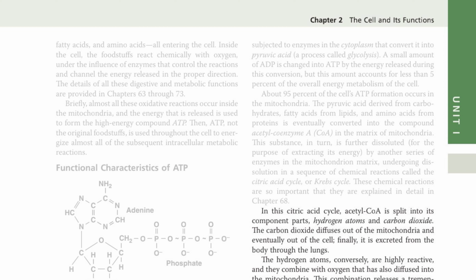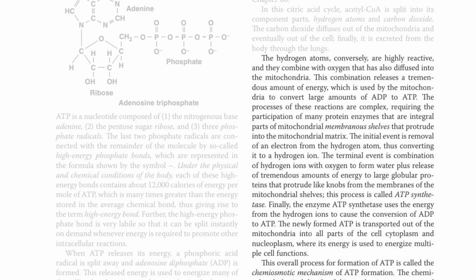In this citric acid cycle, acetyl CoA is split into its component parts, hydrogen atoms and carbon dioxide. The carbon dioxide diffuses out of the mitochondria and eventually out of the cell. Finally, it is excreted from the body through the lungs. The hydrogen atoms, conversely, are highly reactive, and they combine with oxygen that has also diffused into the mitochondria. This combination releases a tremendous amount of energy, which is used by the mitochondria to convert large amounts of ADP to ADP. The processes of these reactions are complex, requiring the participation of many protein enzymes that are integral parts of mitochondrial membranous shelves that protrude into the mitochondrial matrix.